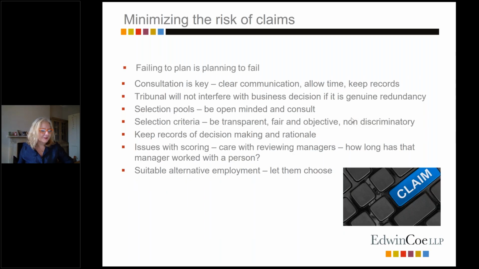Okay, I'm going to hand over quickly to Ruth. We're conscious of time, but Ruth's just going to take us through top tips in minimising claims.